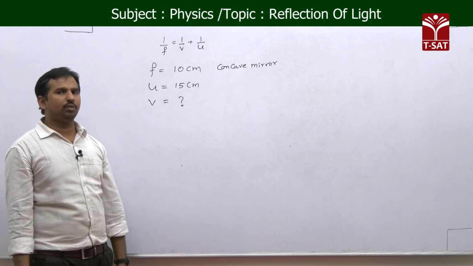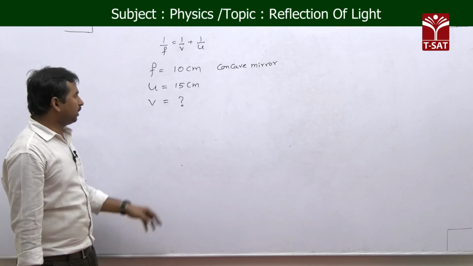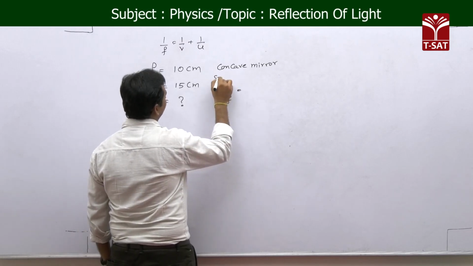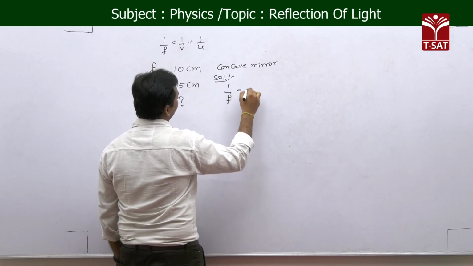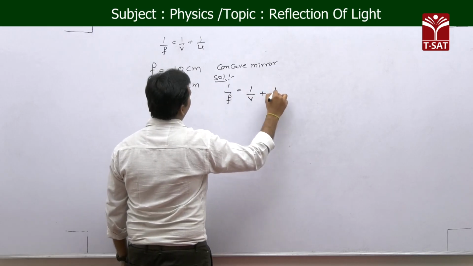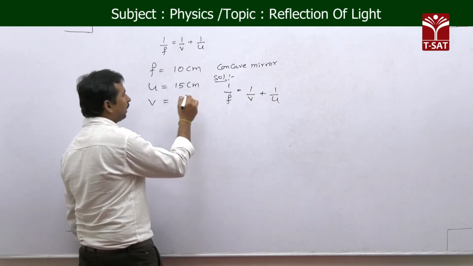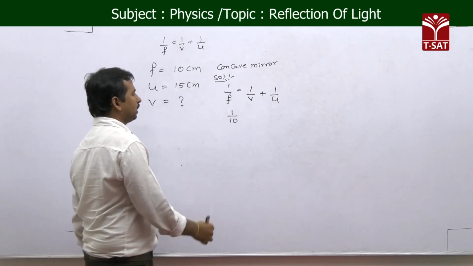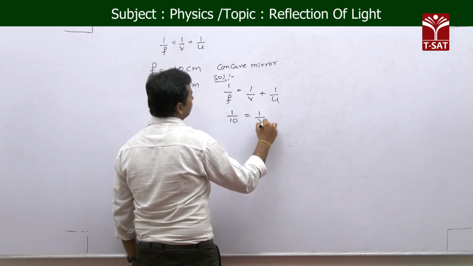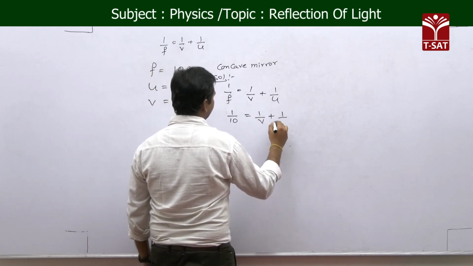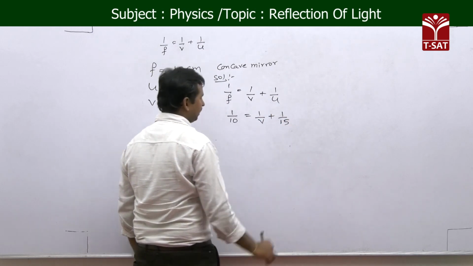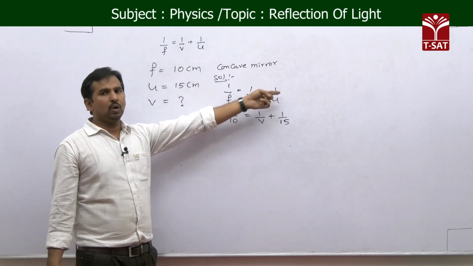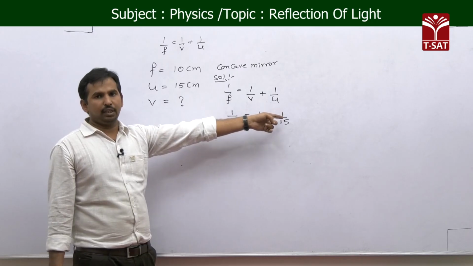Only 2 steps we have to follow. So the first one is, after taking the formula, this is the solution: 1 by f is equal to 1 by v plus 1 by u. The focal length value is given, so directly substitute the given values. Focal length is 10 and image distance we don't know, whereas object distance is 15 centimeters, already given here. So we got 1 by 10 is equal to 1 by v plus 1 by 15.